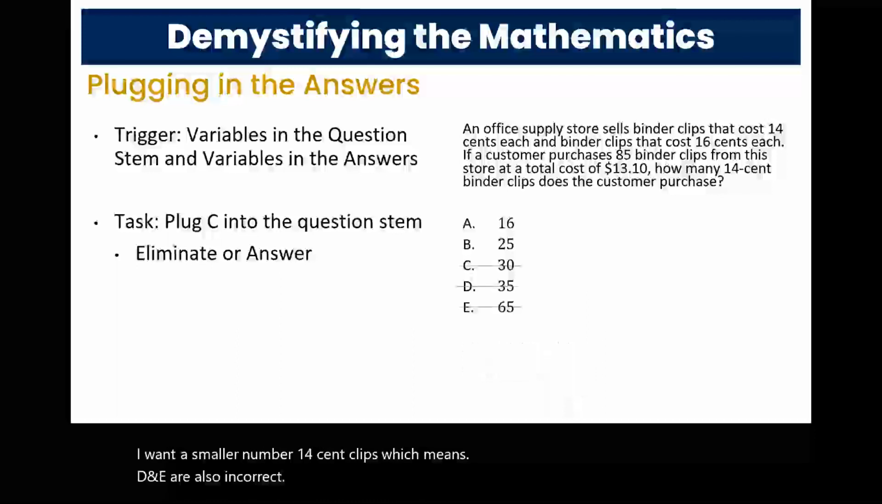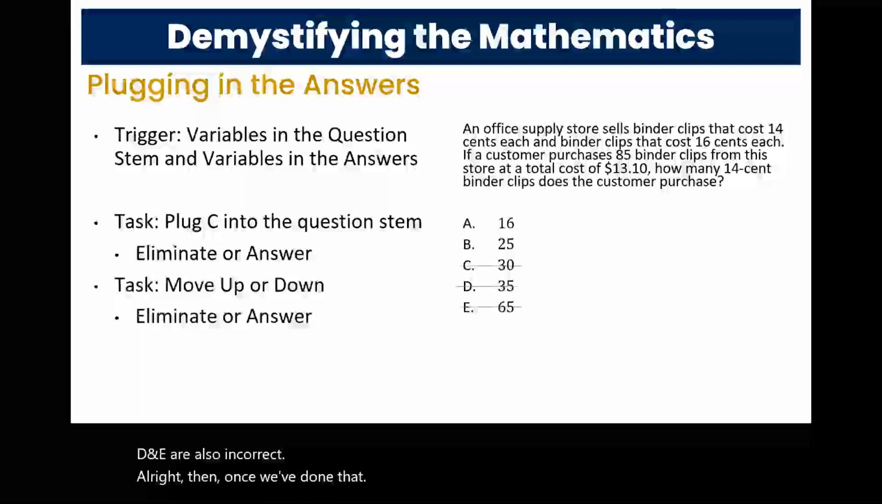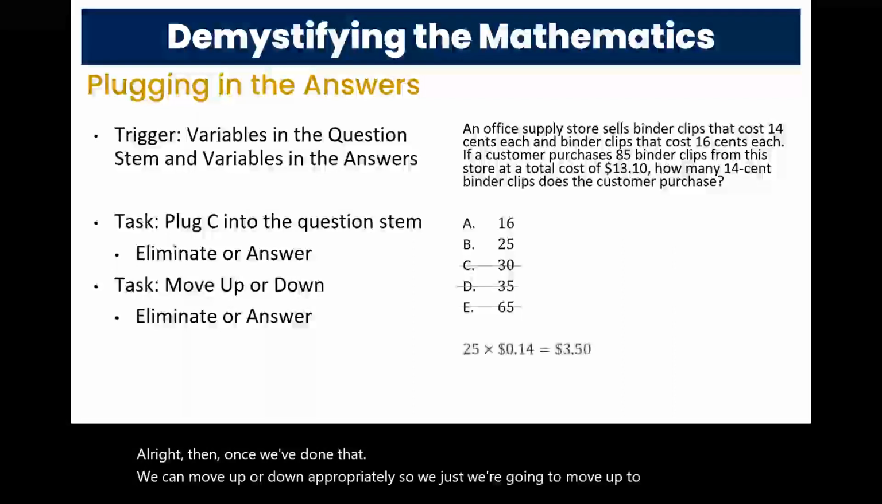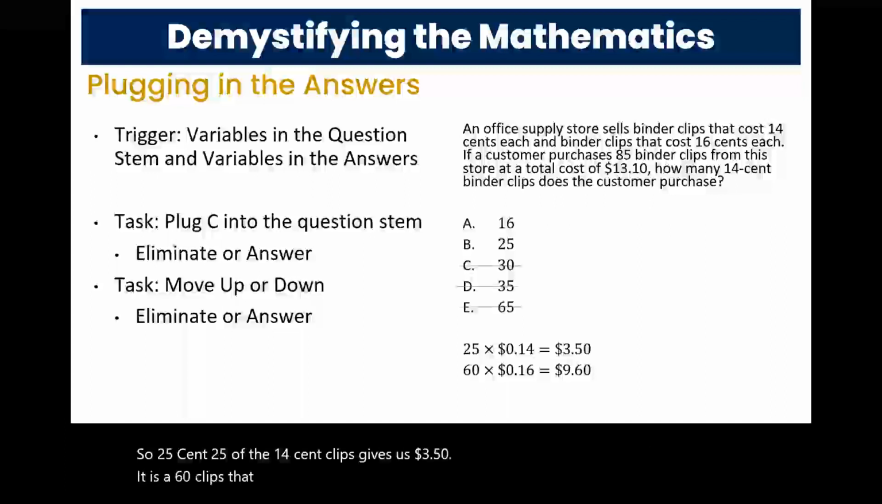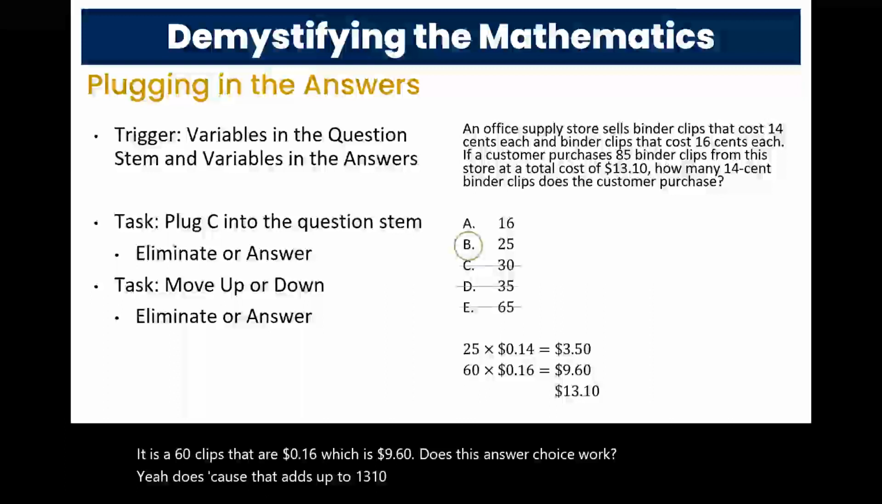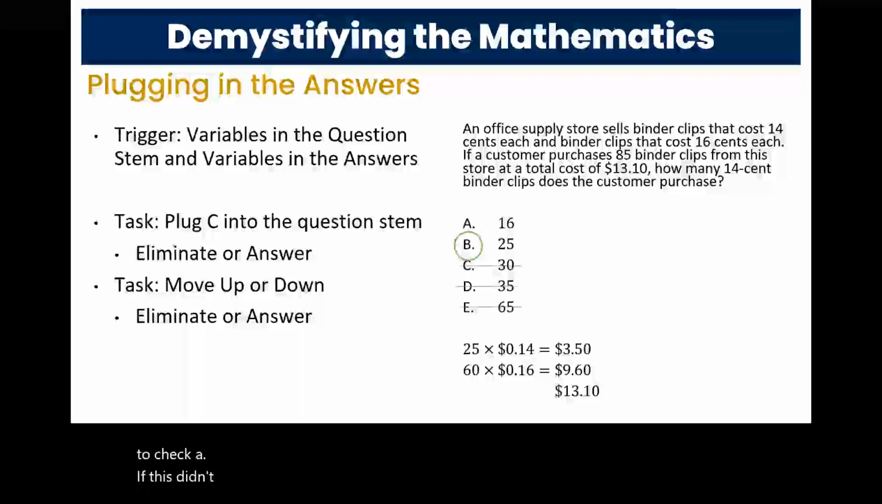All right, then once we've done that, we can move up or down appropriately. So we now know we're going to move up to 25. So 25 of the 14-cent clips gives us $3.50. It gives us 60 clips that are 16 cents, which is $9.60. Does this answer choice work? Yeah, it does, because that adds up to $13.10, meaning B must be the correct answer. I don't have to check A. If this didn't work, if it wasn't $13.10, what would the answer have been?